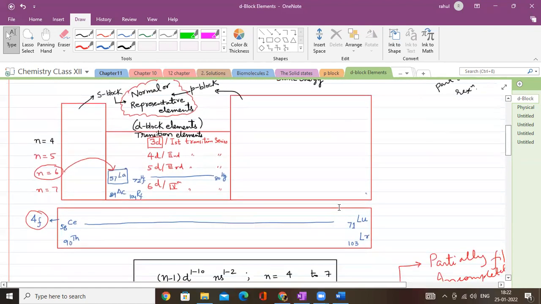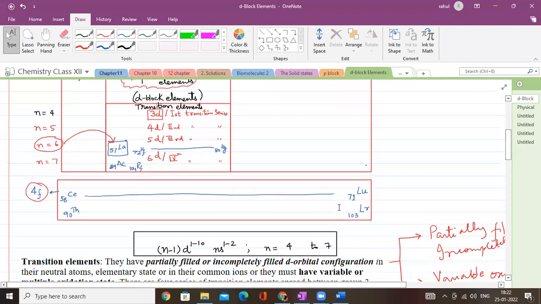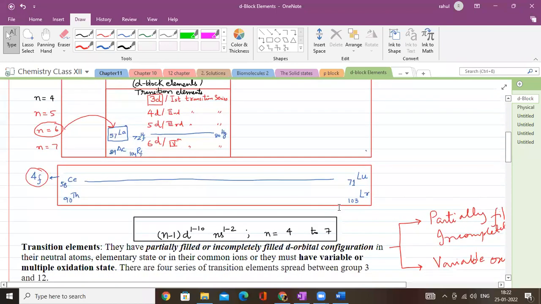Now, let us start. The general electronic configuration of D block elements is (n-1)d 1 to 10, ns 1 to 2, where as I said n is from 4 to 7.